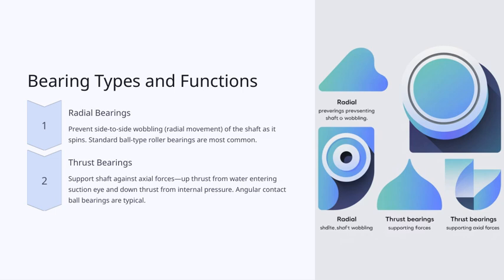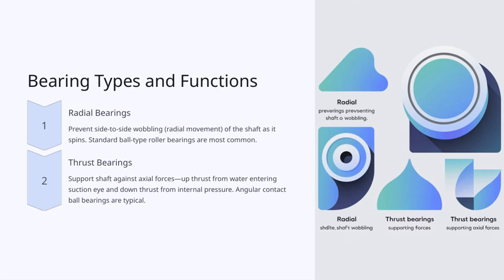First, we have radial bearings. These are designed to prevent side-to-side wobbling or radial movement of the shaft as it spins. They are crucial for maintaining stability during operation. The most common type you'll encounter is the standard ball-type roller bearing, which offers reliable support for radial loads.